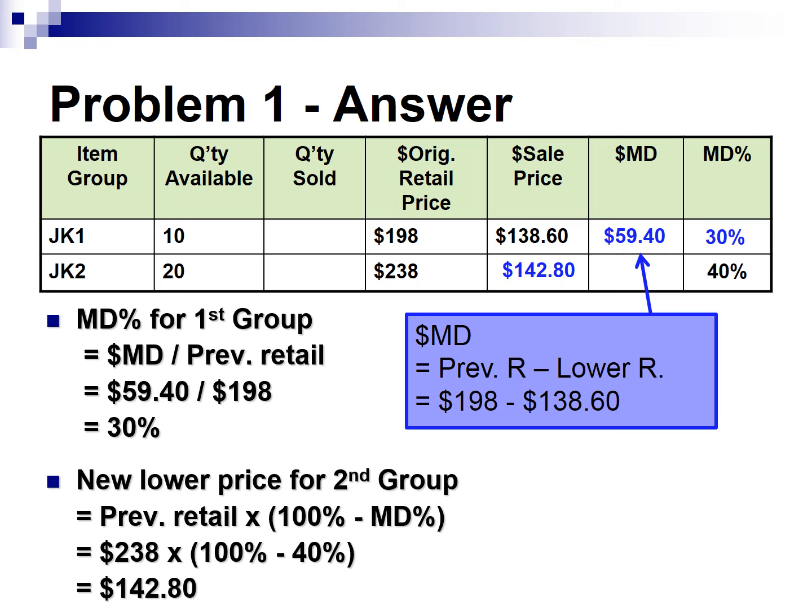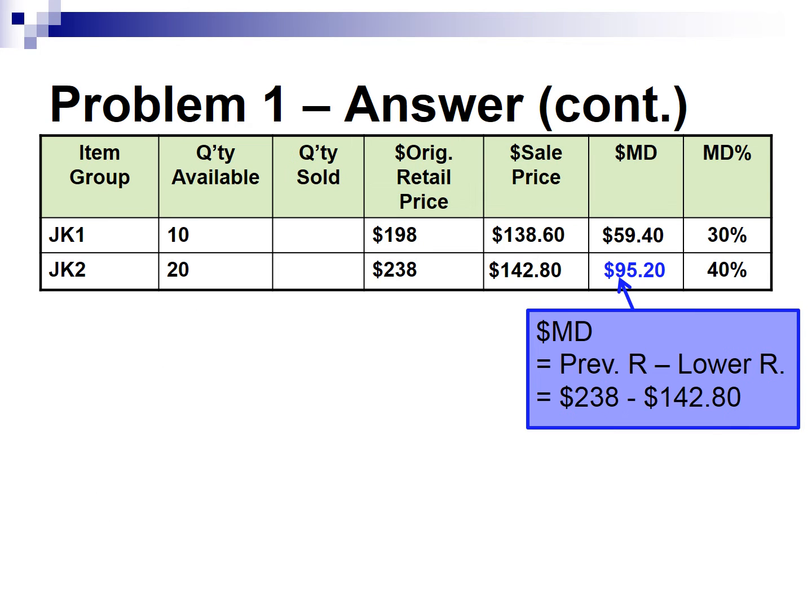Either way, you are going to be able to calculate the lower price for the second group, which is 142.8. So here showing the dollar markdown for the second group, which was calculated based on the difference between original retail and sale retail. Or you could have calculated this based on the markdown percent of 40% and the original retail of 238. So 40% times 238 would be the same 95.2. Okay, either way you can calculate dollar markdown.